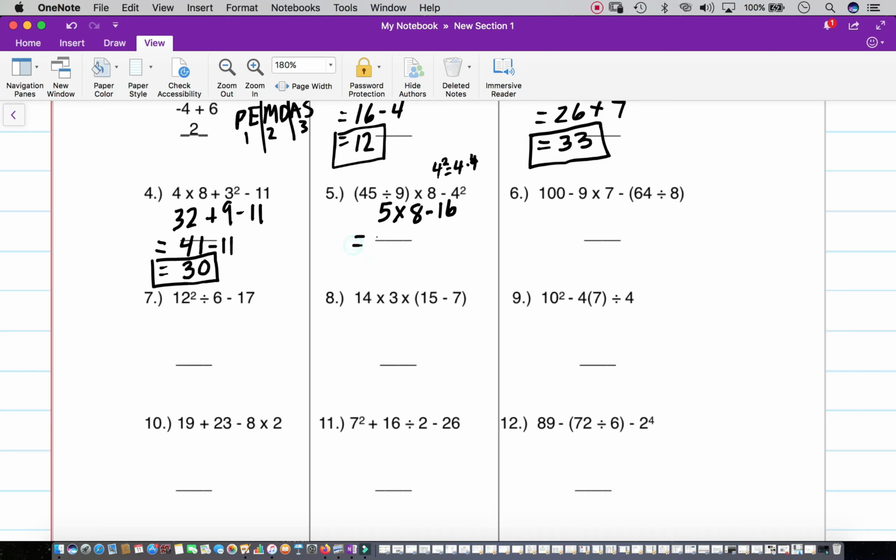Okay. So now I have multiplication. That comes before the subtraction. So it's 5 times 8. Good, 40. Minus 16. Good job. And then what is 40 minus 16? Good, 24.